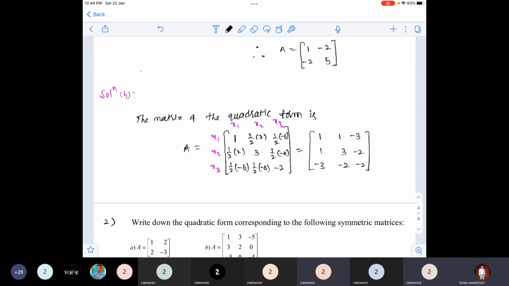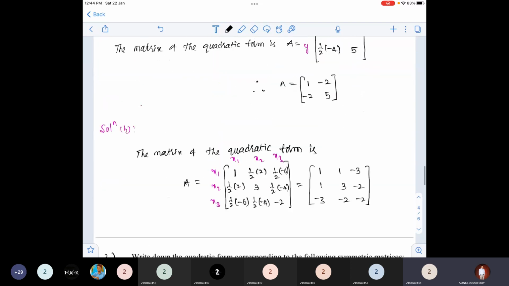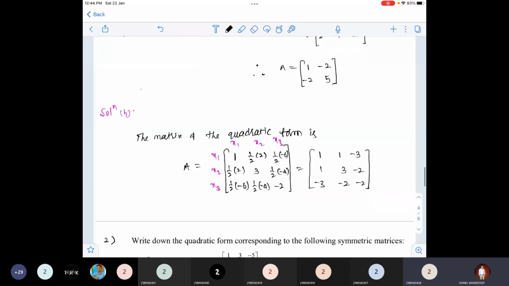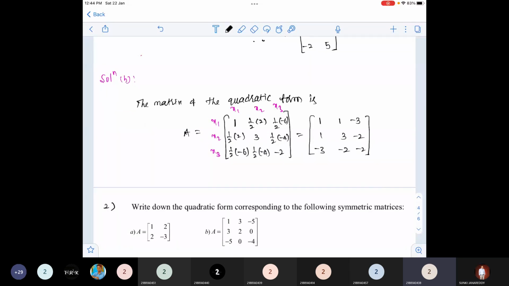Is it a symmetric matrix or not? Tell me, any one of you? Yes, sir, symmetric. Okay, next, how to write a symmetric matrix from the quadratic form? You understood? Yes, sir. Okay, next, here we need to write the quadratic form from the symmetric matrix.